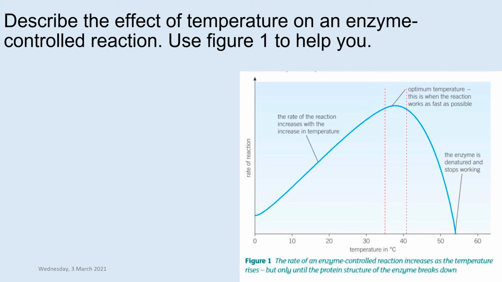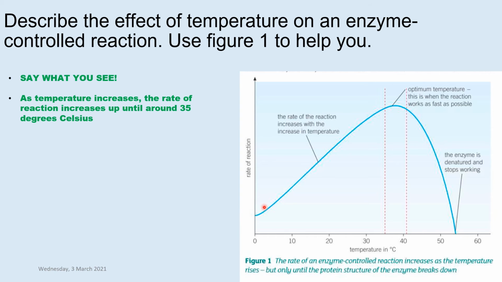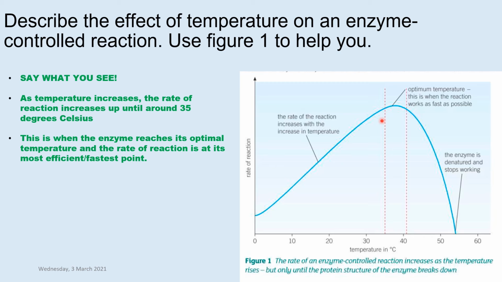Okay, so let's go through the answers then. So, for a describe question, I'm just going to put this out there. You need to say what you see. So describe literally means say what you see. So what is going on in this graph? So as the temperature increases, the rate of reaction also increases. You can see that the rate of reaction at the side here is going up as the temperature increases. But that is up until around 35 degrees Celsius.